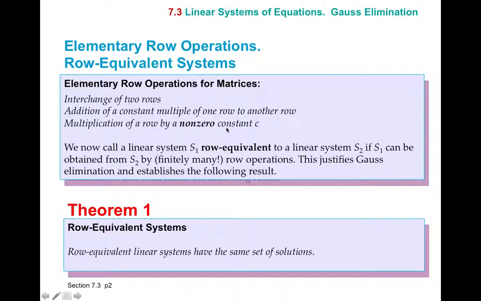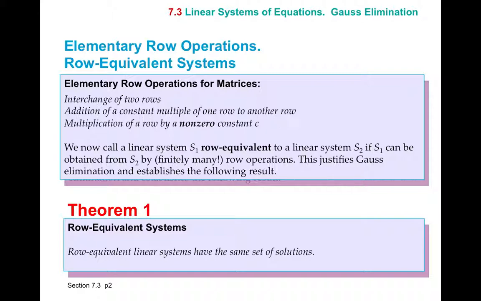A lot of these concepts we've talked about in a previous lecture. I want to put a little more formalism in with it today. Let's review first of all what elementary row operations are. If you remember, there are three. We can interchange two rows. We can add a constant multiple of one row to another row, or we can multiply a row by a non-zero constant c.